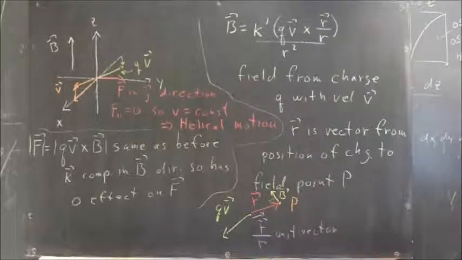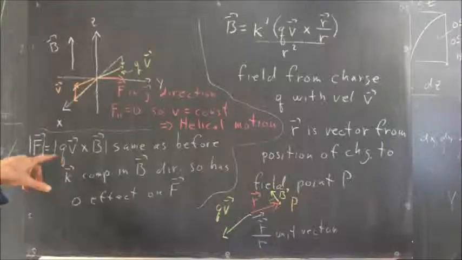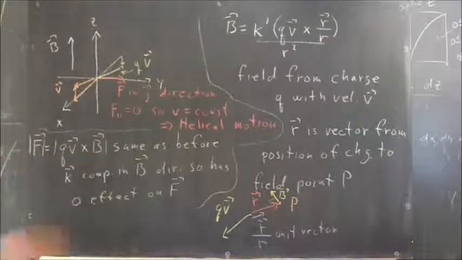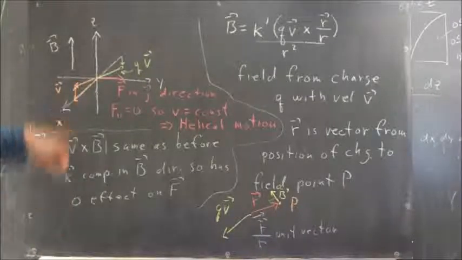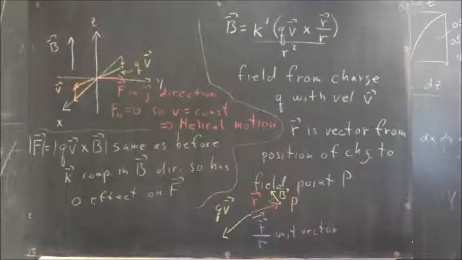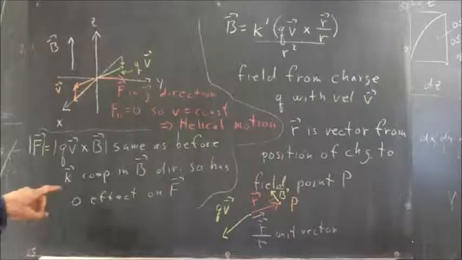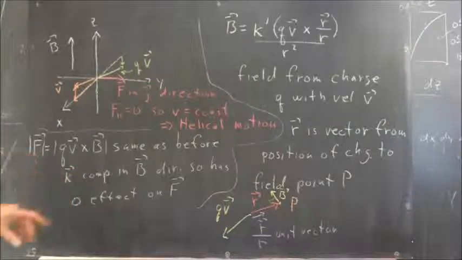So in solving this problem, and I haven't worked out the details of the solution, but they're very similar to what we had before. Now, the magnitude of the force is the magnitude of QV cross B, and that's exactly the same as before, because the particle is an electron with the same velocity that we had in the very first problem.